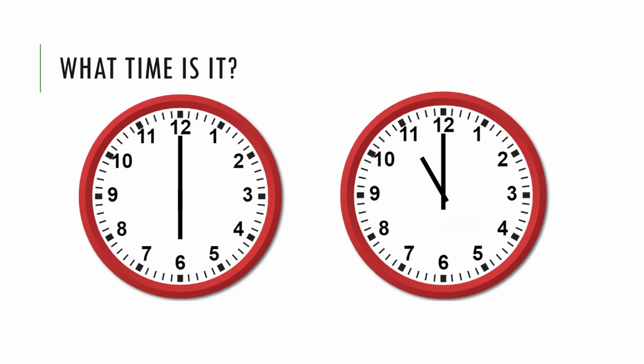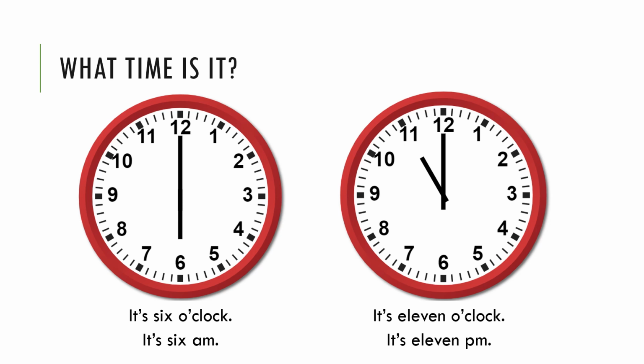Okay, let's go. We start with these two simple clocks. We only have to look at the hour hand. On the first clock, it's 6 o'clock. And on the other clock, it is 11 o'clock. But we can also say this in another way. We could also say that it is 6 a.m. and it's 11 p.m.